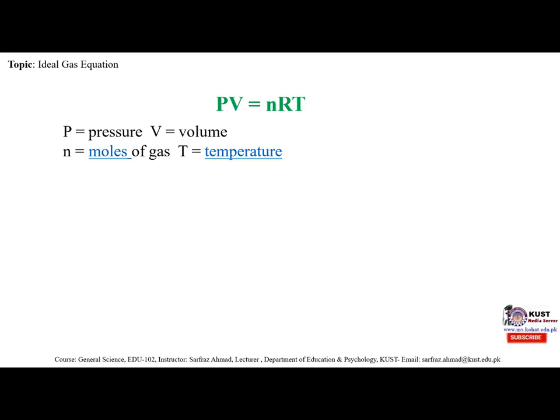Here it is necessary to explain what P, V, n or T mean, because in the next phase we shall use just these abbreviations for solving numerical problems. That's why it is necessary to explain the meaning of these alphabets that are used in the ideal gas equation.